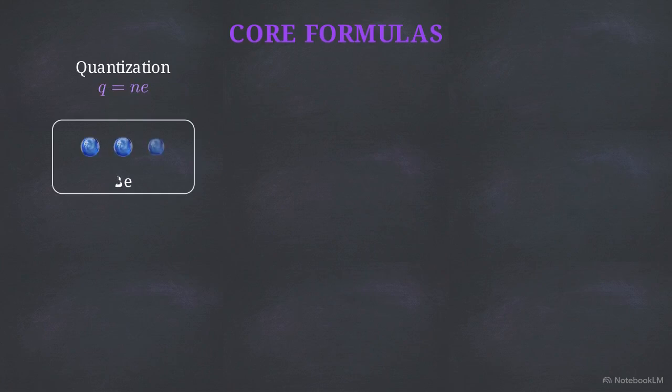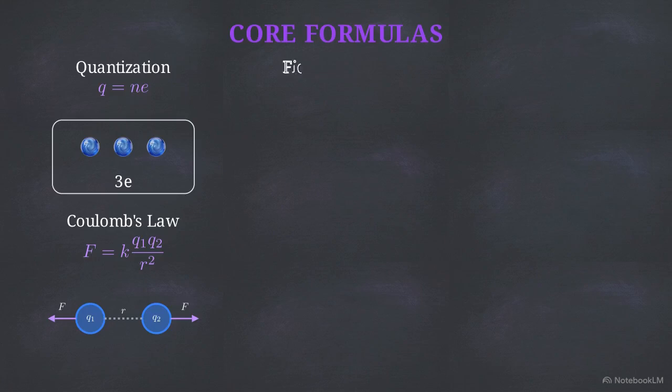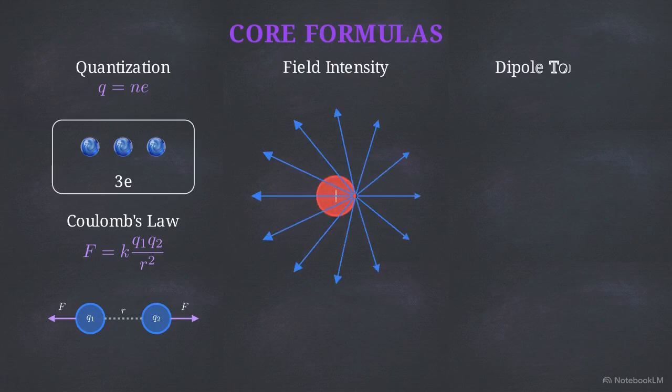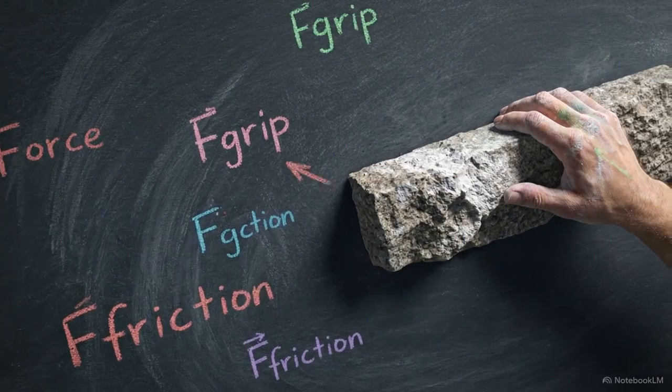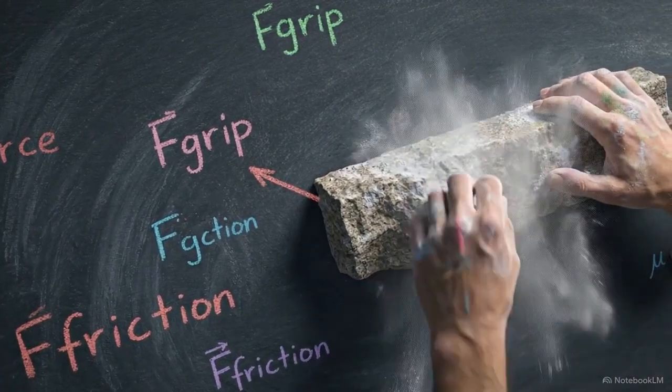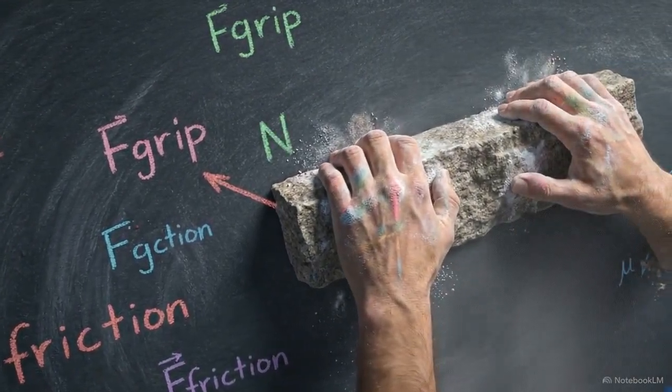Quantization tells us charge is counted in packets of Q equals NE. Coulomb's law gives us the force magnitude between them. We map that force as field intensity and calculate the torque applied to a dipole. These equations provide the framework for understanding the microscopic interactions, like friction, tension, and chemical bonds, that define our physical experience.